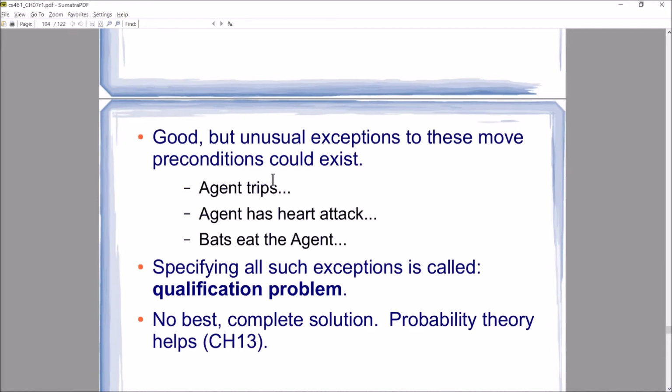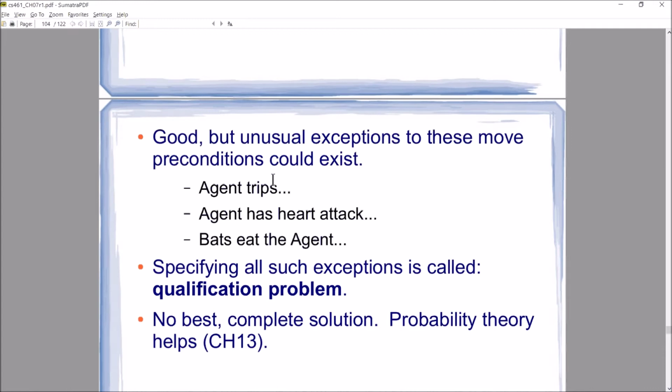So being able to specify all of these conditions, all of these exceptions, there's a name for that. It's called the qualification problem. And the more of these exceptions you throw into the possible movements that an agent could take, the slower things get, the less efficient things get, right? So there's no best overall solution, right? What's the best way of dealing with it? Depends, just like anything else.